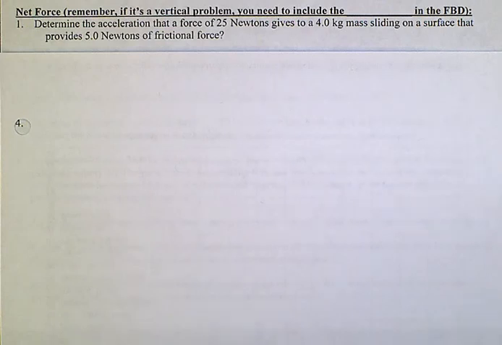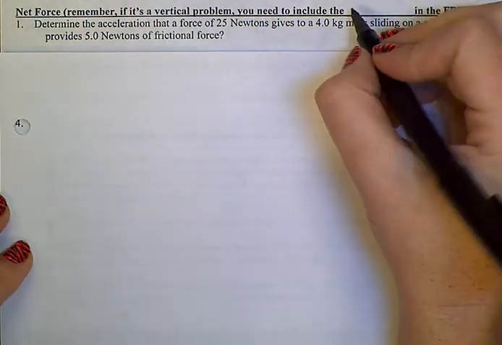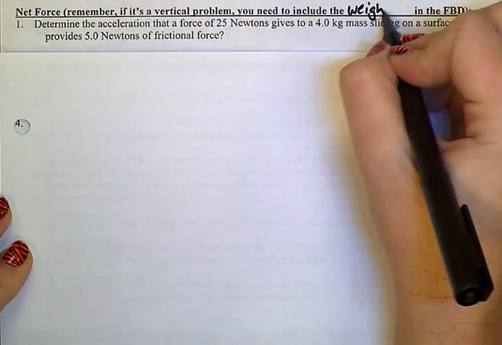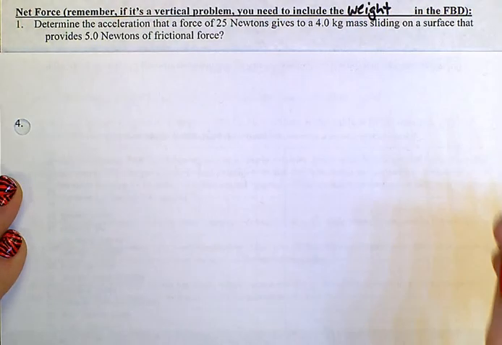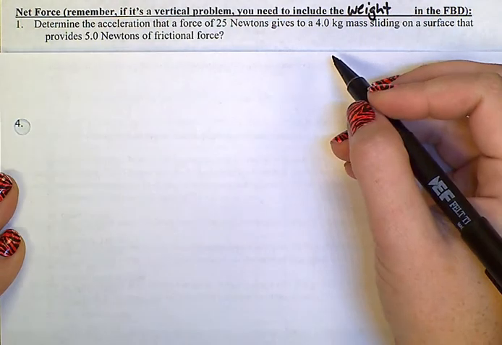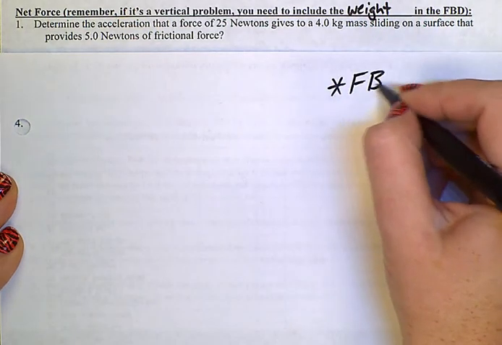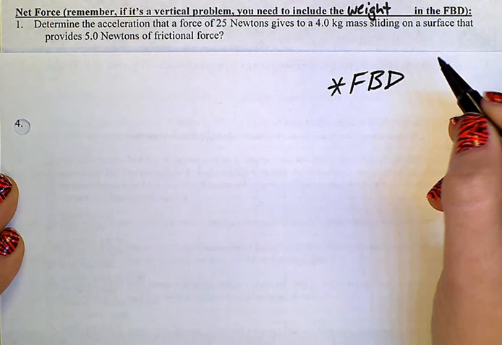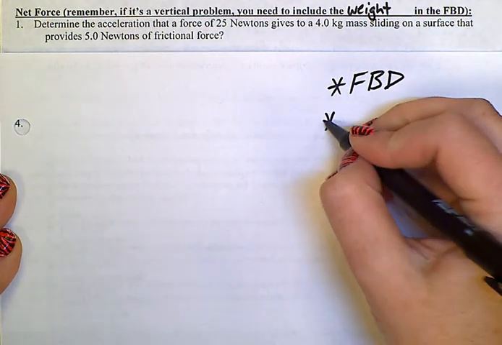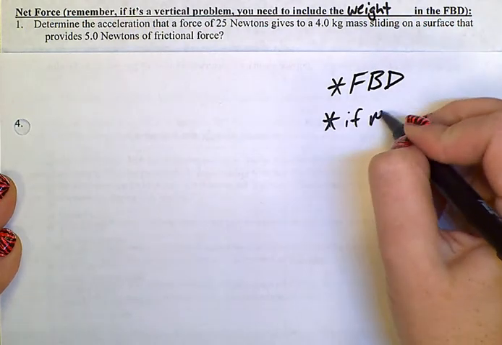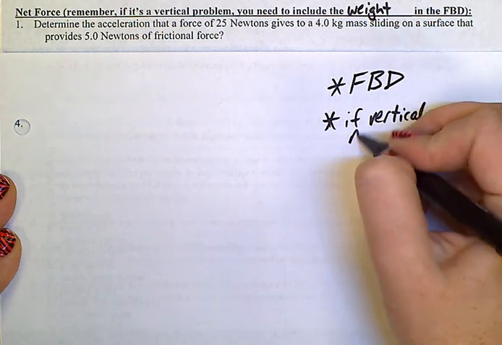To start with, number 1 on the bottom second of the back of the orange sheet is the net force. And remember, if it's a vertical problem, you're going to need to include the weight. And so the hints that I had to get you guys started in the right direction, before you come for help, before you think you're stuck: you're going to need a free body diagram. If it's a vertical problem, you're going to need the weight.